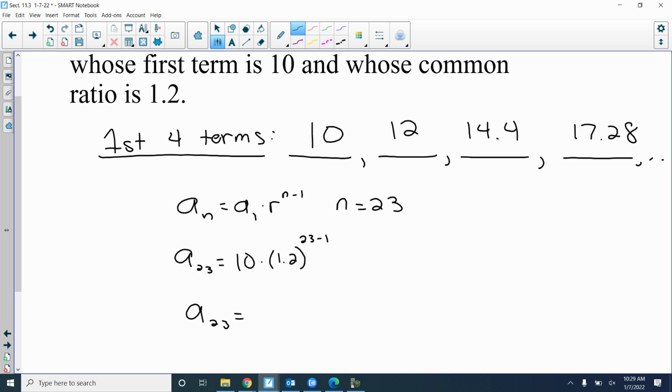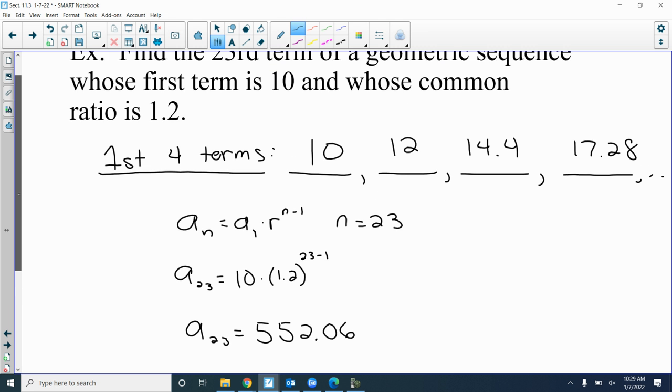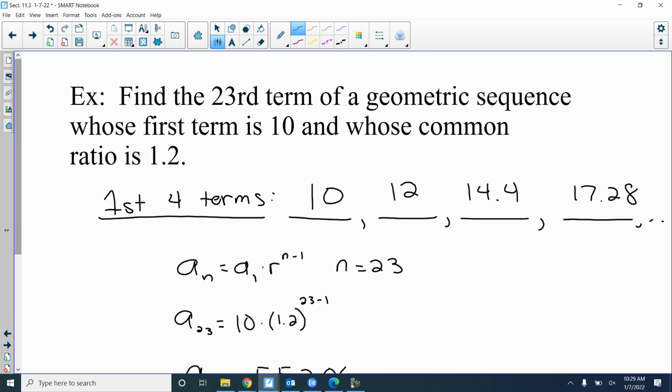Okay. 552, right? 0.0 something? 552.06. All right. So that'd be your 23rd term for that. Common ratio 1.2, first term is 10. So if we change the first term, obviously the rest of it would change as well.